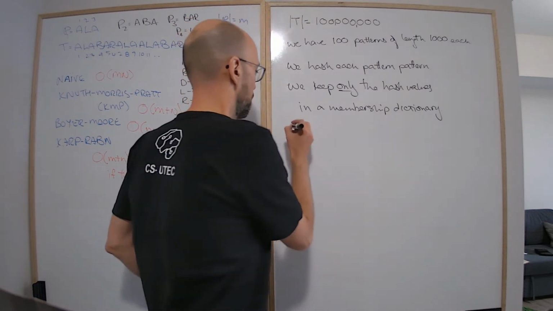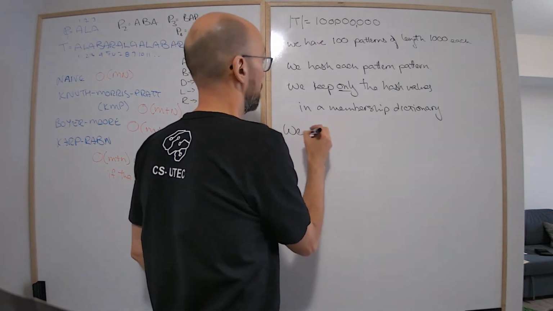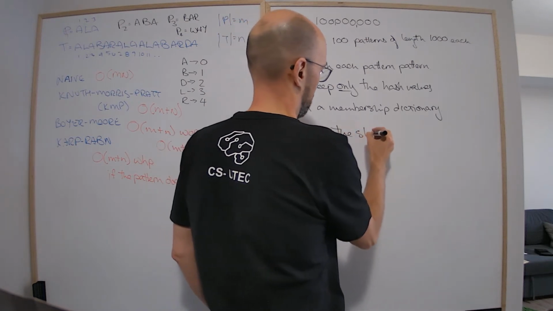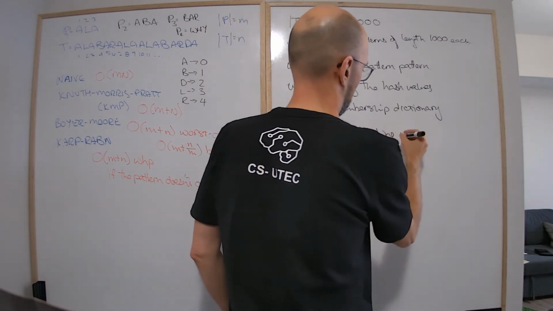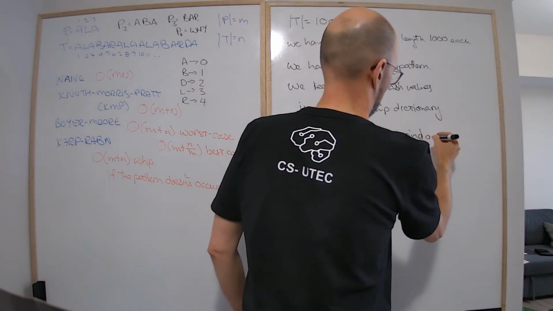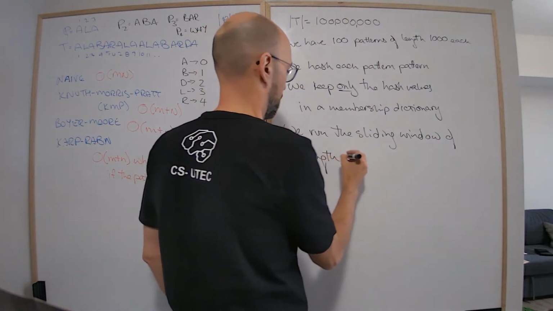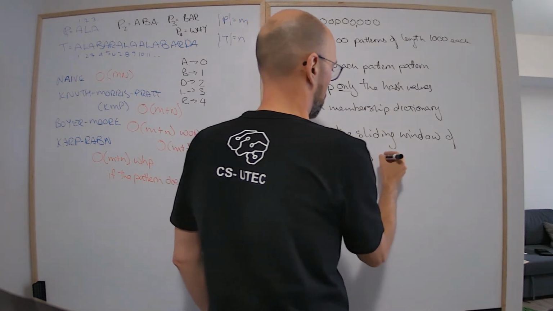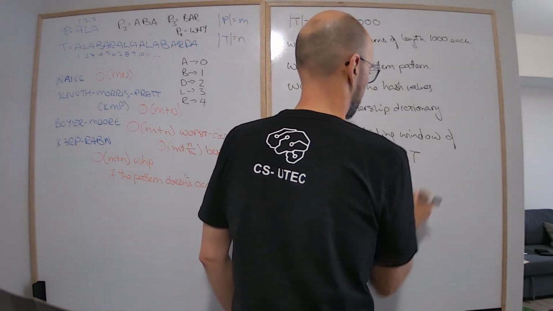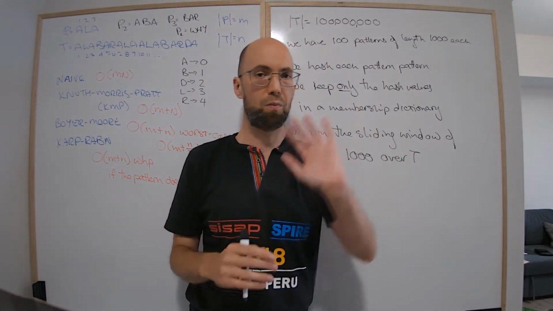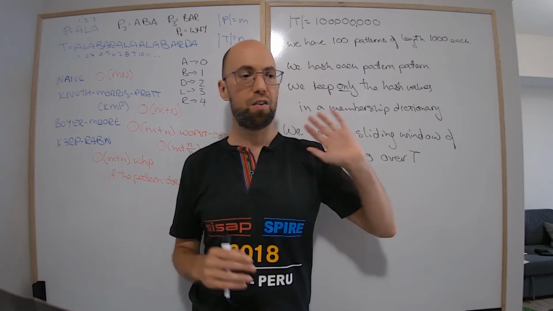And then we run the sliding window of length 1,000 over t. Remember, we're receiving the characters of t 1 by 1, so we're not responsible for storing all of t. It's this streaming model.